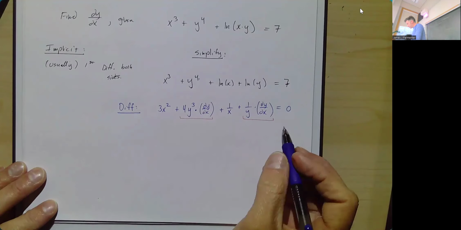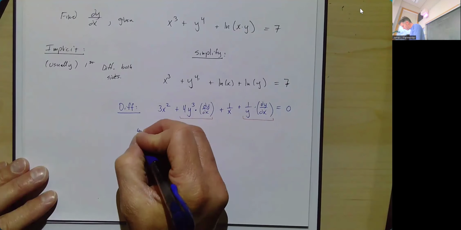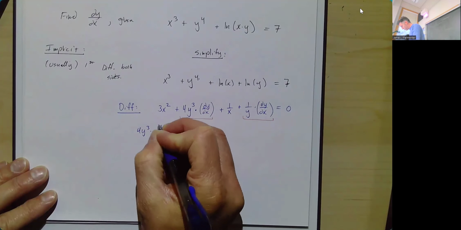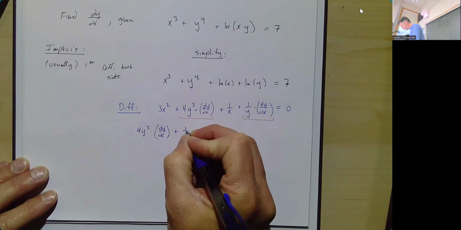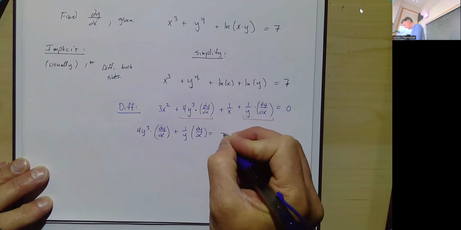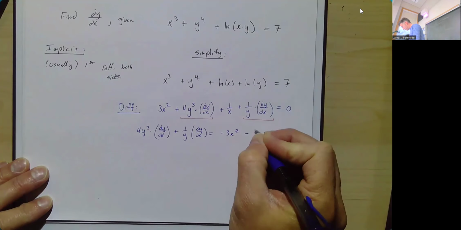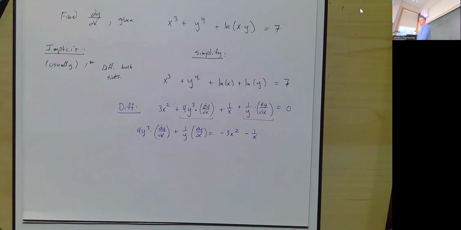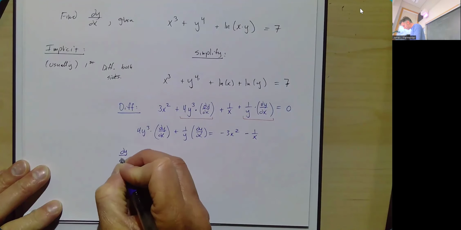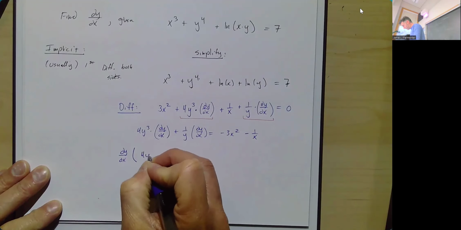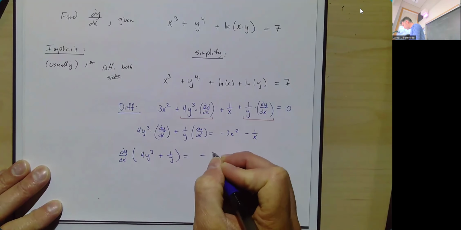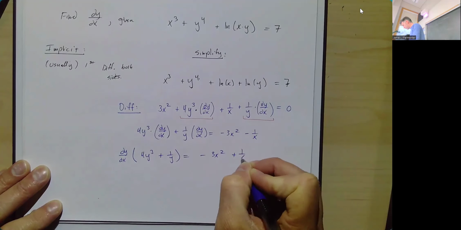And then separate them. So I'm going to have 4y cubed times dy/dx. It's also perfectly fine to write y prime, which is usually my preference, plus 1 over y times dy/dx equal to negative 3x squared minus 1 over x, bringing those other things to the right-hand side. Factor out the dy/dx, so that you're left with 4y cubed plus 1 over y, still equal to negative 3x squared plus 1 over x.